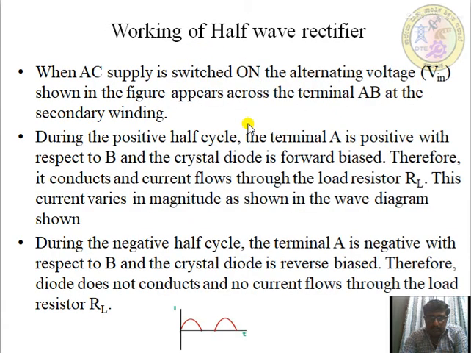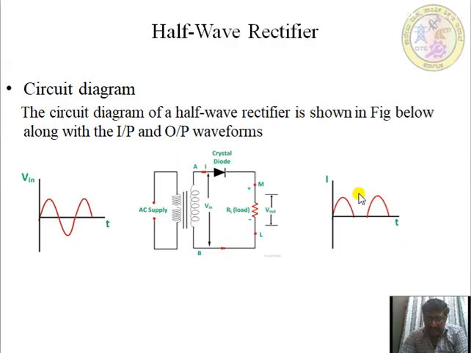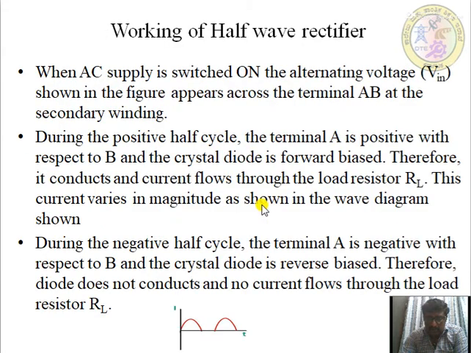Next, efficiency. These are some of the characteristics of a half wave rectifier. The efficiency is defined as the ratio of output DC power to input AC power, given by PDC divided by PAC. The AC power input to the transformer, PAC, is equal to the power dissipated in the diode junction plus the power dissipated in the load resistor RL.